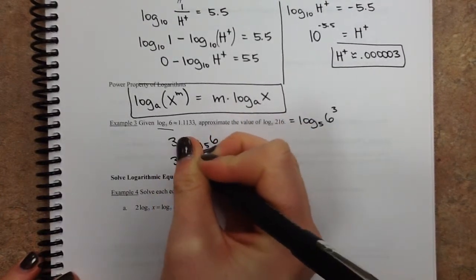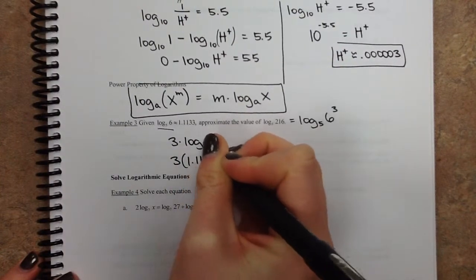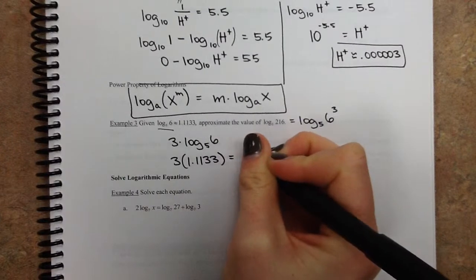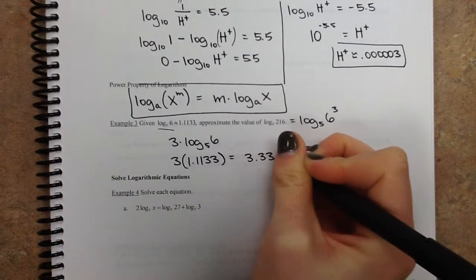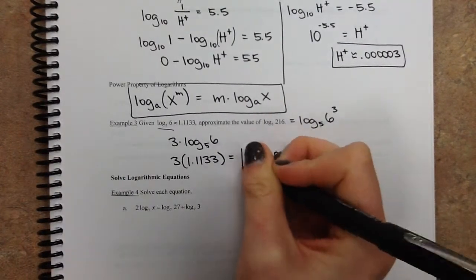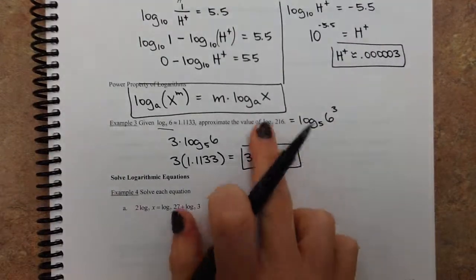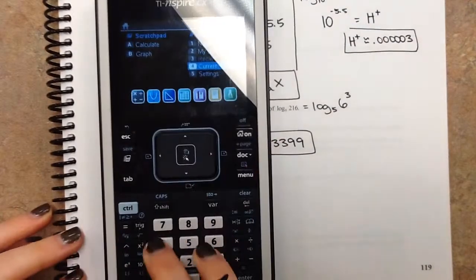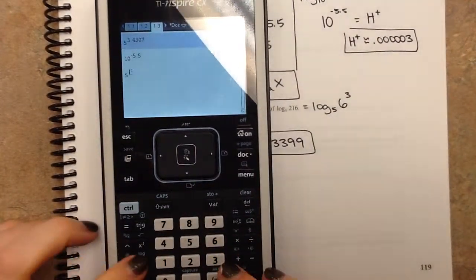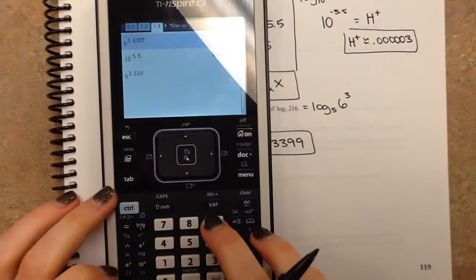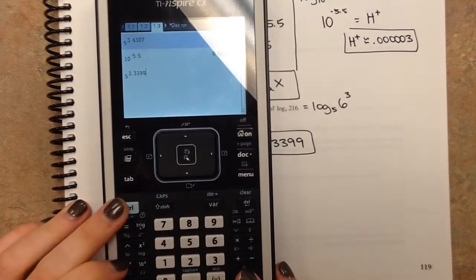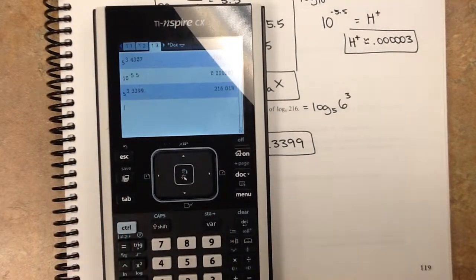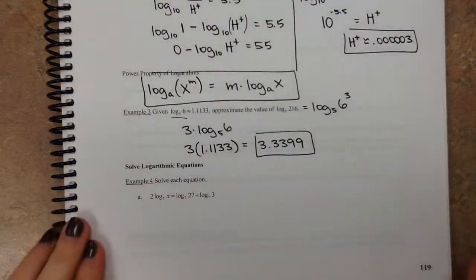And I know that log base 5 of 6 is about 1.1133. I can just multiply everything by 3, and I will have 3.3399. So it's saying that this is the power that you could raise 5 to in order to get about 216. It's an approximation, but I'll show you anyway. If I take 5 and raise it to that power, about 3.3399, I should get just about 216. Which I do. Again, it's all an approximation, but it does come pretty close. All right, so that's it for the first half.